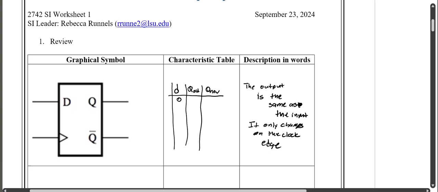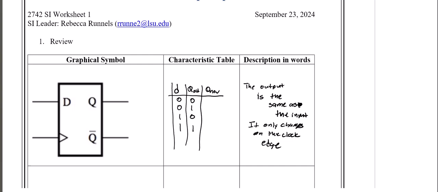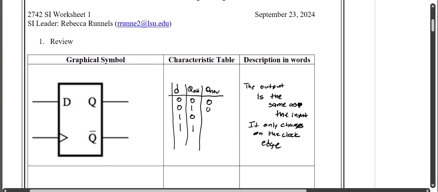And so D, the signal coming in, could be 0 or 1, and the previous value of Q could be 0 or 1. And for a D flip-flop, it doesn't matter what the previous value of Q was. The new value of Q is always just going to follow whatever D was. So we say that Q follows D.